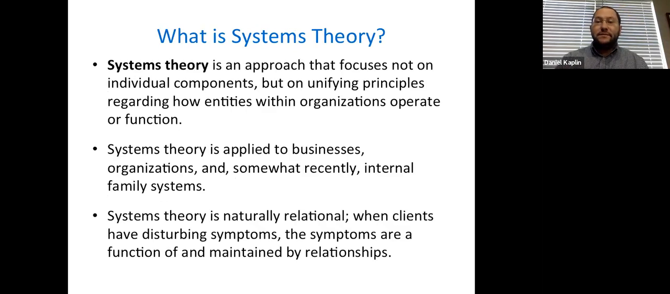So what is a systems theory, right? Instead of looking at individual components, we look for unifying principles and how individuals or entities operate within the organizations in which they function, right? So when we talk about systems, we could apply systems to businesses, organizations, but for our purpose, which is why I'm talking about this, we could also apply it to the family unit.